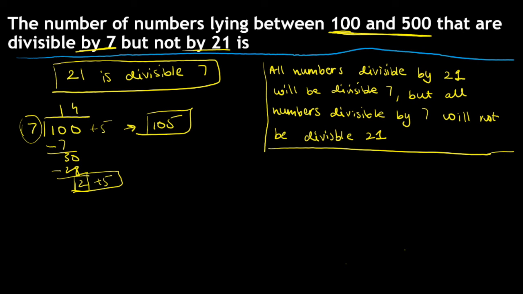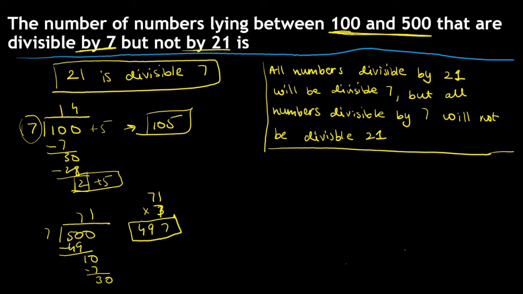So, and let's find the last term as well, right? So 500, let's do it down here, actually. 500 divided by 7 is 71. Sorry, let me repeat. 500 divided by 7, 71, remainder gives us 3. So what we can do is 71 times 7 gives us 497. This is our greatest possible number that we can have, right?